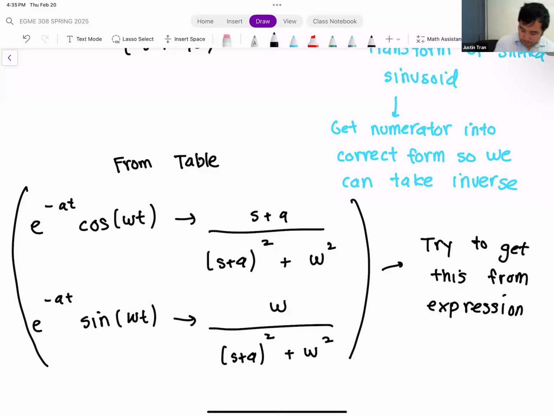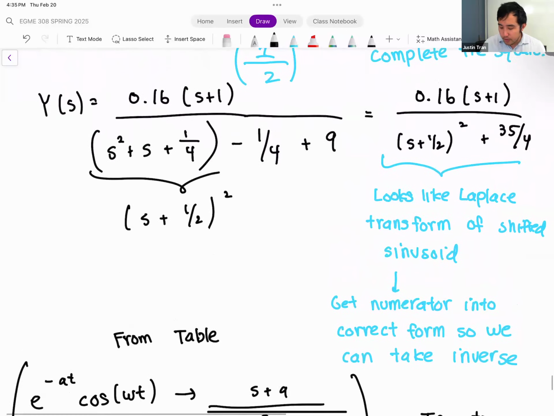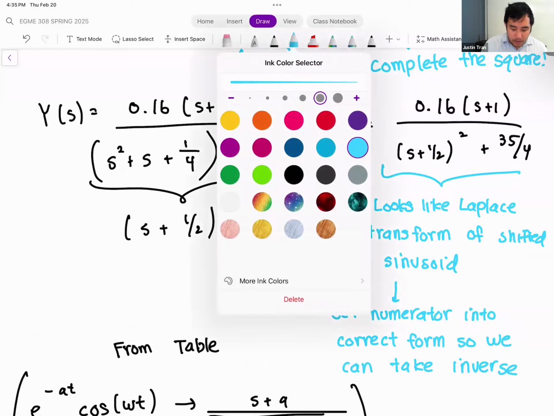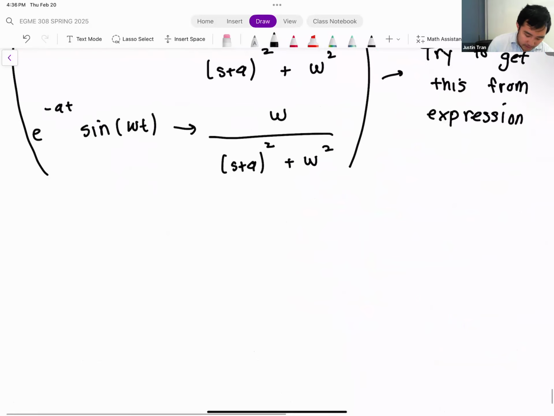All right, so first, since we're almost there, let's try to get cosine first because we need to have s plus a up on the numerator. If we look at our expression here, our a value is going to be 1/2. It has to be, just because that's how we completed the square on the denominator. So we want to manipulate the numerator up here so that instead of s plus 1, this needs to be s plus 1/2.